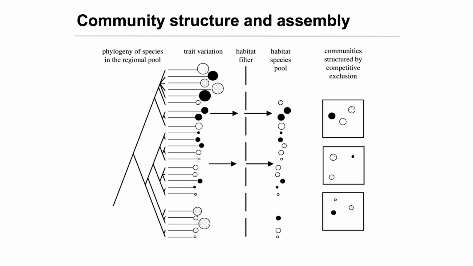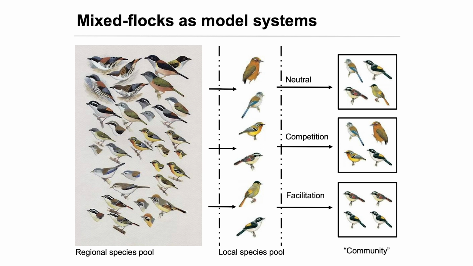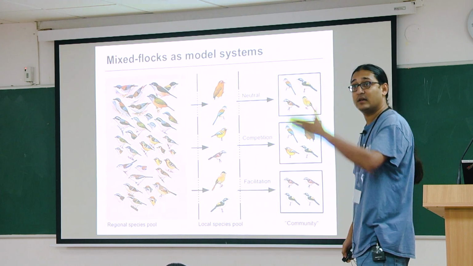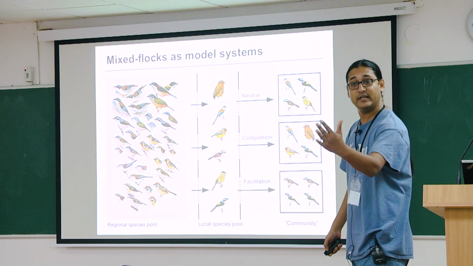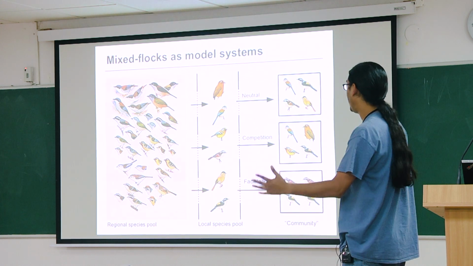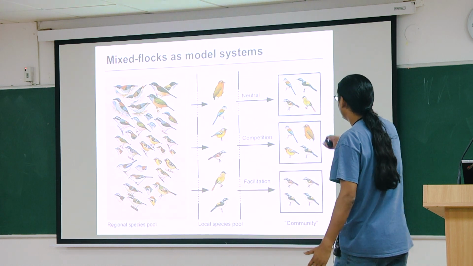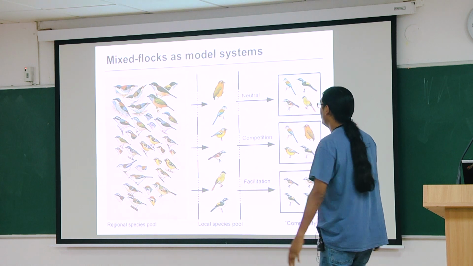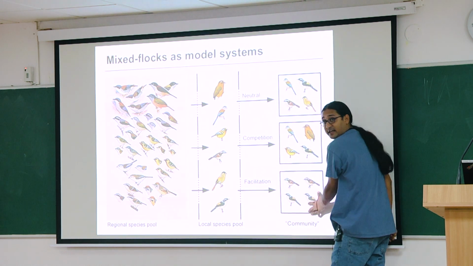And finally, at more local scales, competition, predation, facilitation, etc., then determine what kind of communities you find. So again, mixed flocks are a very interesting system, because you have a large group of species. There's a filter, the filter being eating insects. So only insectivorous birds can join mixed flocks, or by and large do. So then you've got this pool, the local species pool, which then assorts itself into various kinds of flocks.